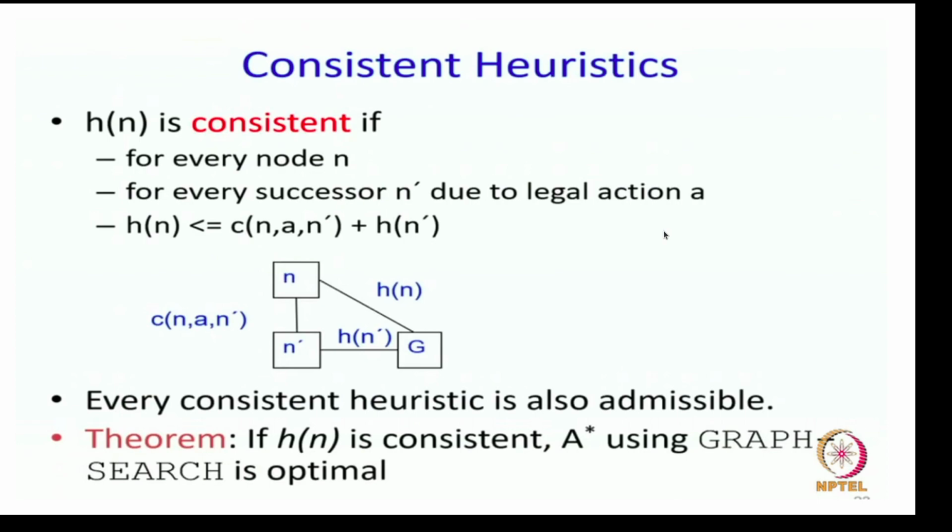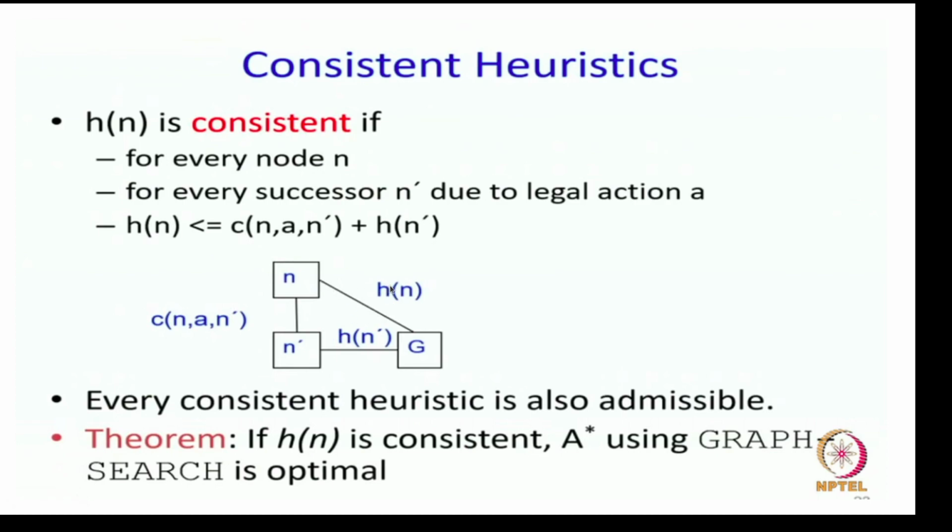H of n is there. I'll say H of n is consistent if it follows this equation. What is the equation? You see this figure and understand. There are two nodes, n dash, and G is the goal node. From n there are two paths to reach the goal. One is to go to n dash, and from n dash go to G. From n you can directly go to G.